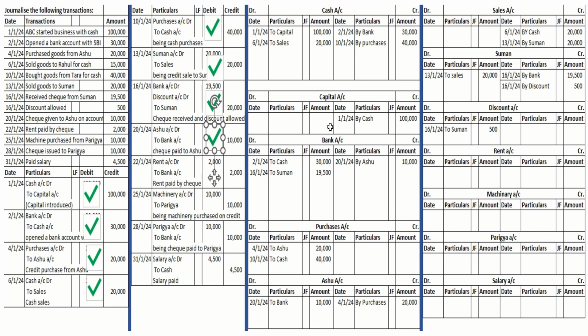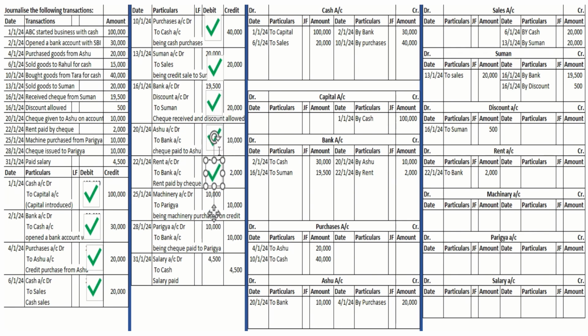Next entry, rent account debit to bank. Bank account we already have, rent we need to prepare. I already prepared the account. Rent account debit means it should be recorded in the debit side of the rent. 22nd, to bank, amount was 2,000. And in bank account, it should be recorded in the credit side, by rent. That one also got completed.